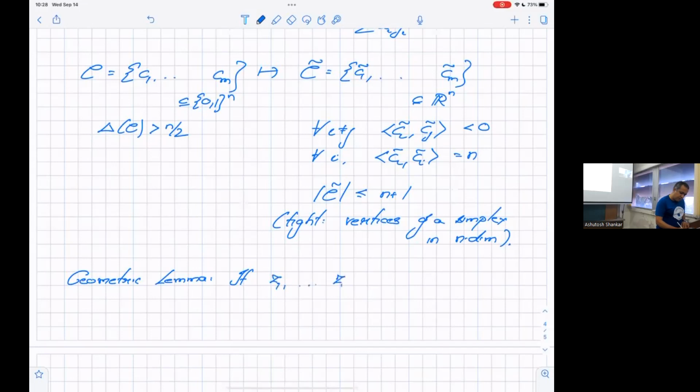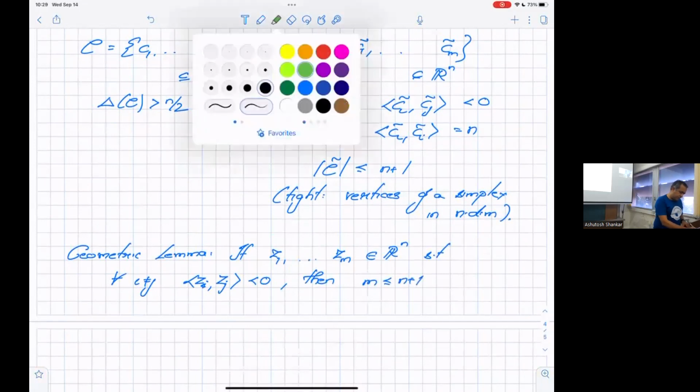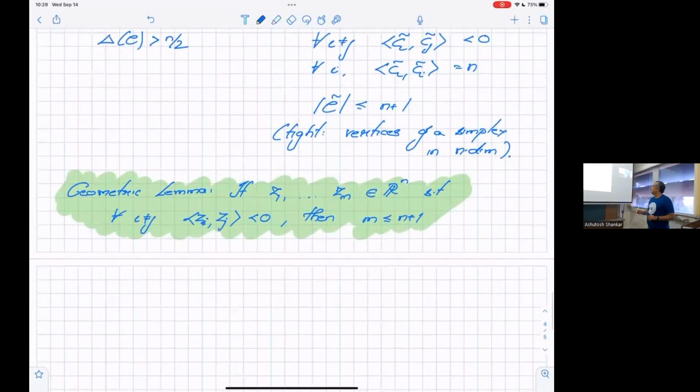Suppose Z1, Z2, ..., Zm in R^n are such that for all i not equal to j, Zi·Zj is less than 0. That is, they hold an obtuse angle. Then m is less than or equal to n plus 1. There's a nice inductive proof of it.